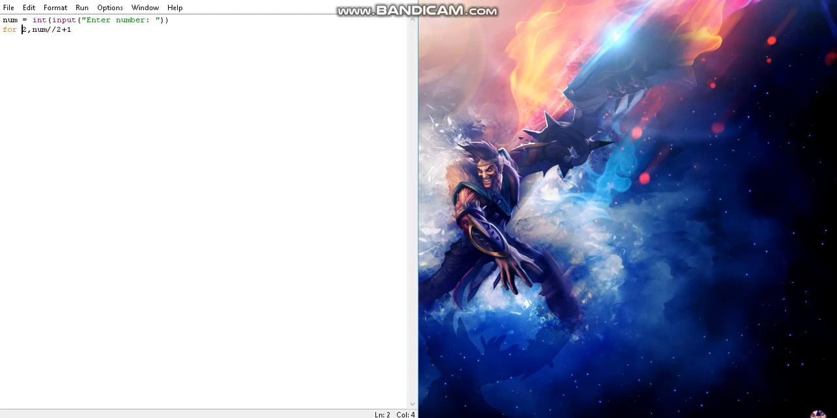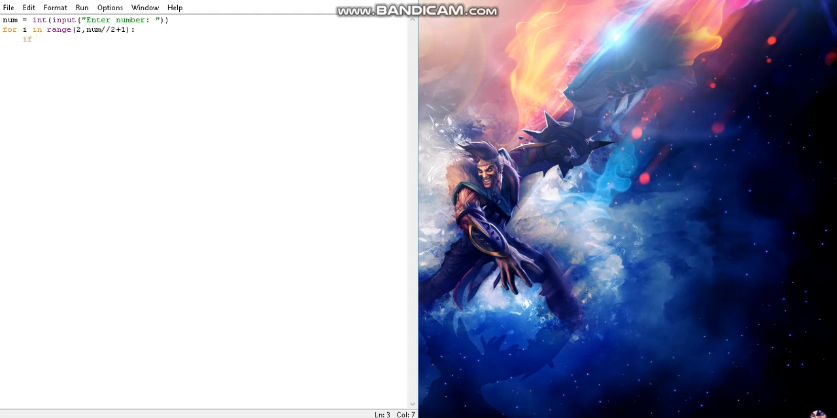We just have to do a for loop: for i in range, and then we do this, then we do this. Okay, so what this is going to do is very straightforward. i is just going to loop from 2 to num divided by 2 plus 1, basically. So, yeah. Now we need to make an if statement.